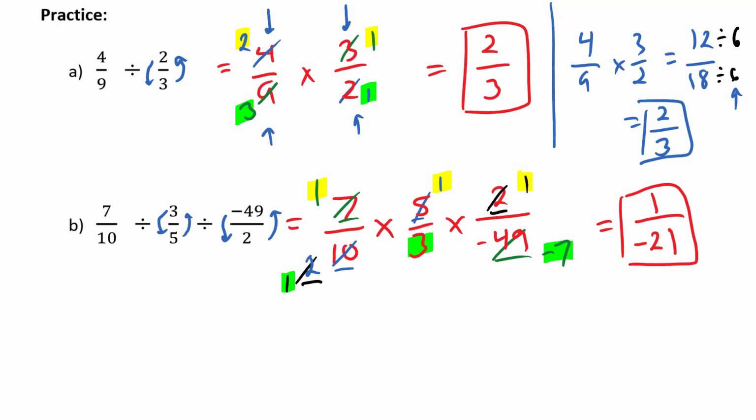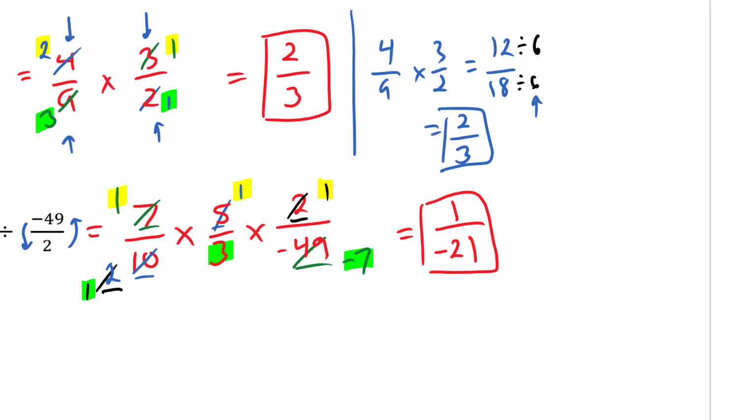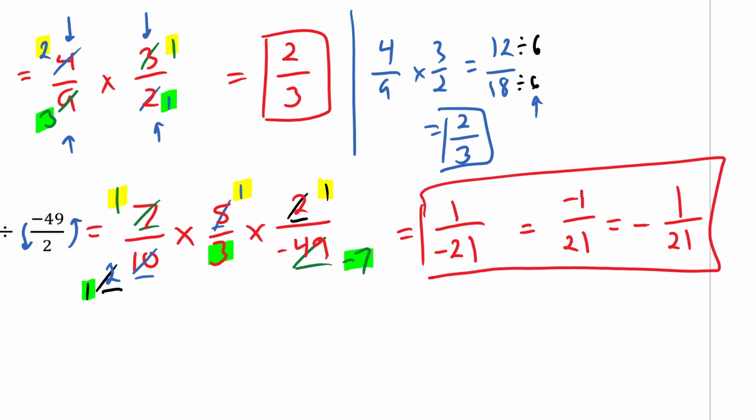I do want to point something out here. This is a mistake sometimes students make. 1 over minus 21. That is exactly the same as saying minus 1 over 21. Exactly the same thing as saying minus and then 1 over 21. Those all mean exactly the same thing. So please do not be confused with that. There is one negative sign. It doesn't matter if it's on the top, on the bottom, or on the outside. It all represents the same thing.